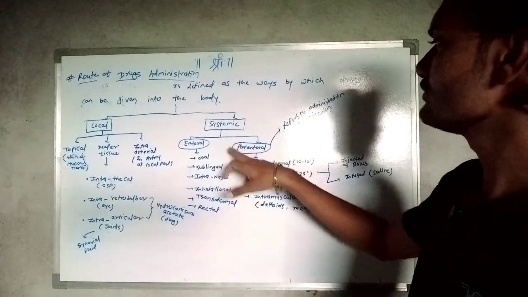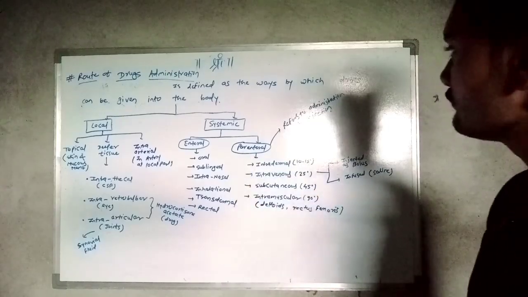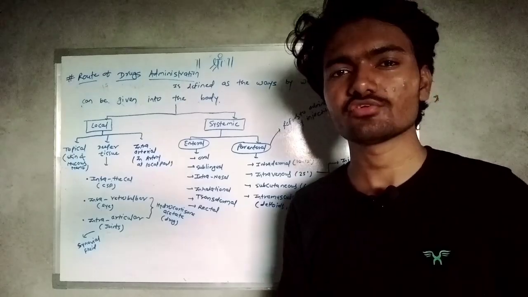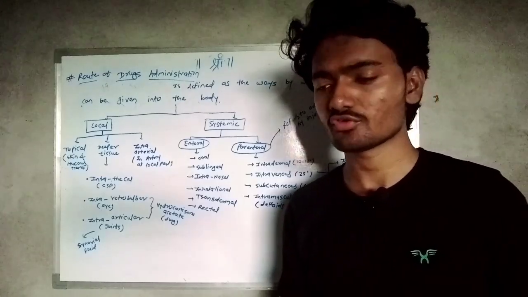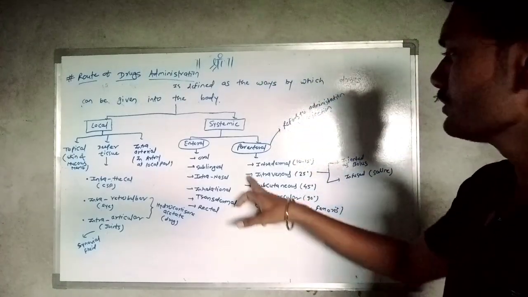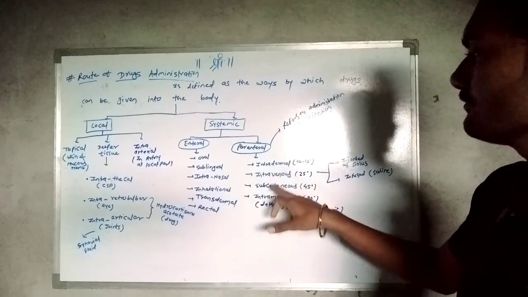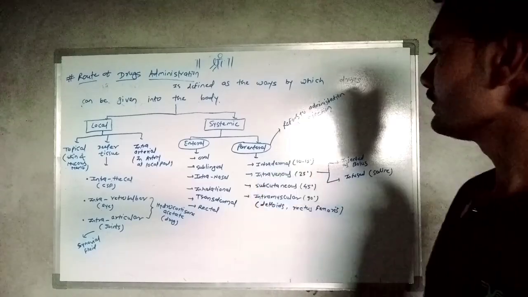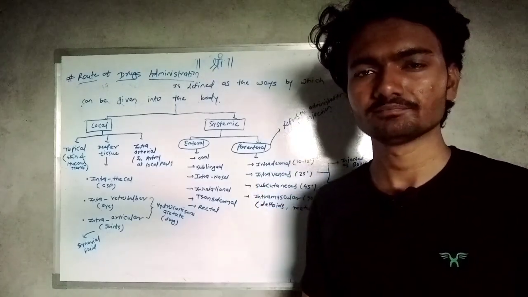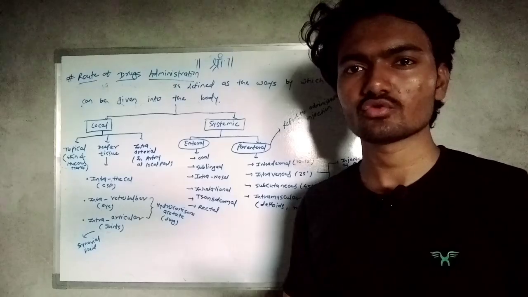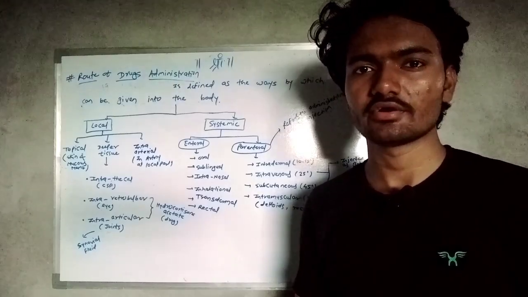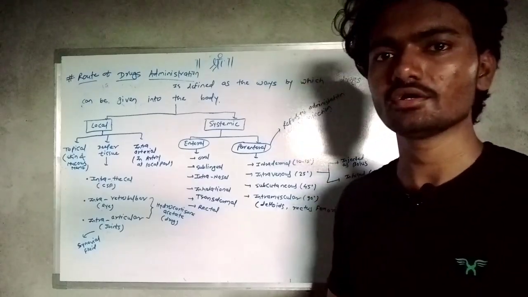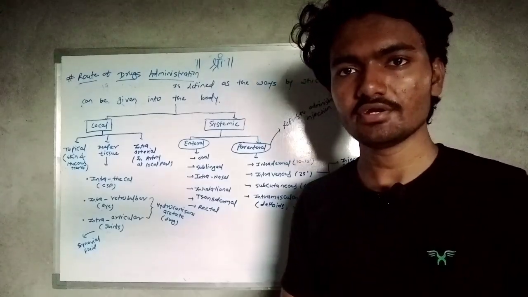And the second part of the systemic route is the parenteral. Parenteral refers to administration by injection directly into the bloodstream without crossing the enteral mucous membrane. It is again classified into four subtypes: intradermal, intravenous, subcutaneous, and intramuscular. In intradermal, the drug is administered into the skin by raising a bleb, meaning the skin is raised and the drug is administered through the injection. The angle used in intradermal is 10 to 15 degrees.